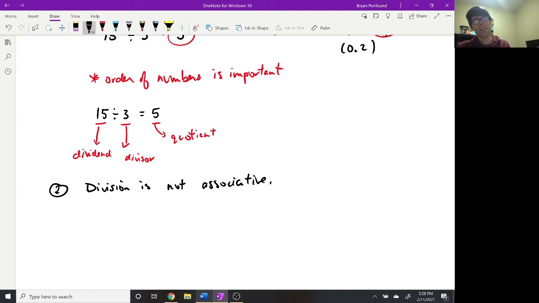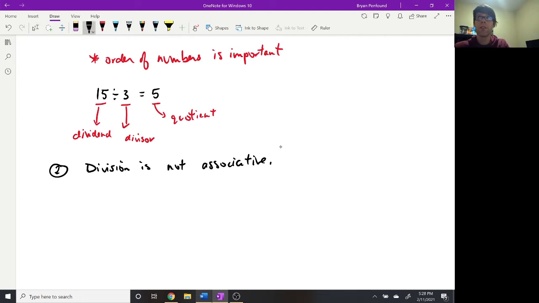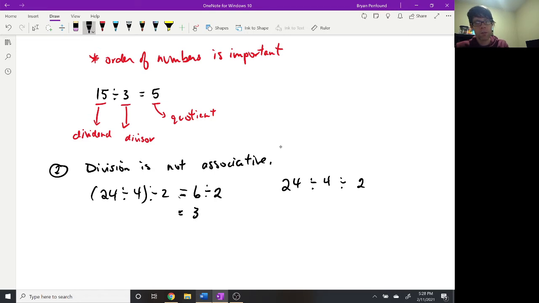Okay, division is not associative either. So if I were to make up an example, let's go 24 divided by 4, that would be 6, divided by 2 should give us some kind of final thing. We're going to take a look at this particular order: 24, 4, and 2. We're going to do the first division first, which is 24 divided by 4. That would give us 6. And then 6 divided by 2, that would be 3. So if I do the first division first, I get the final quotient of 3.